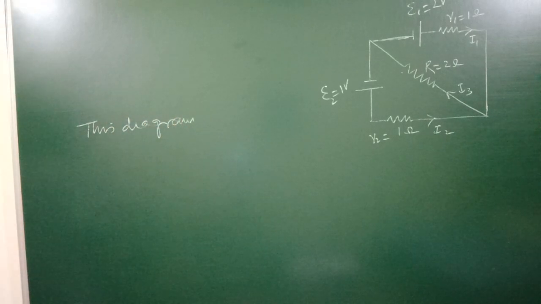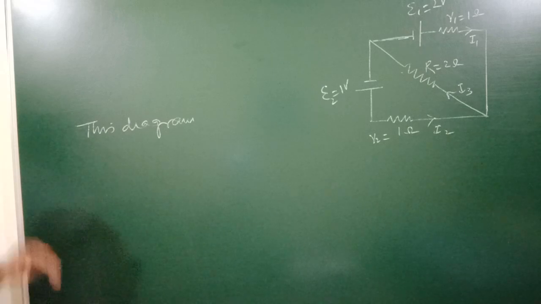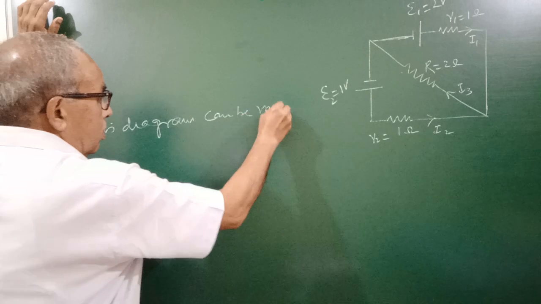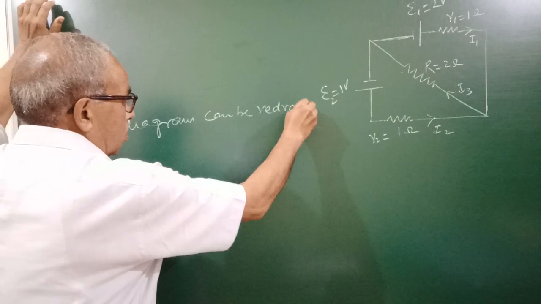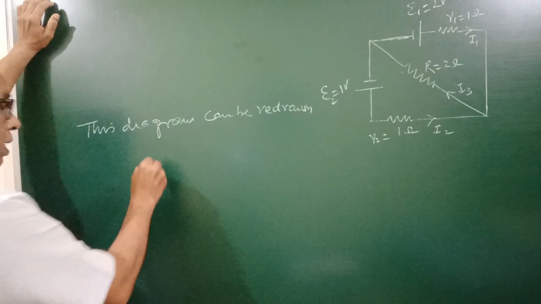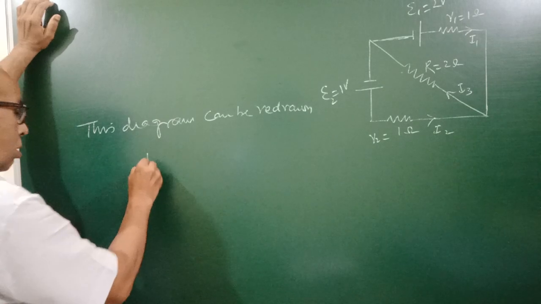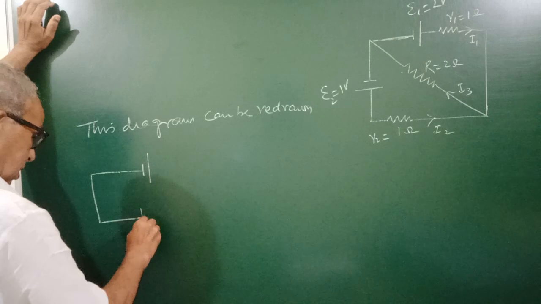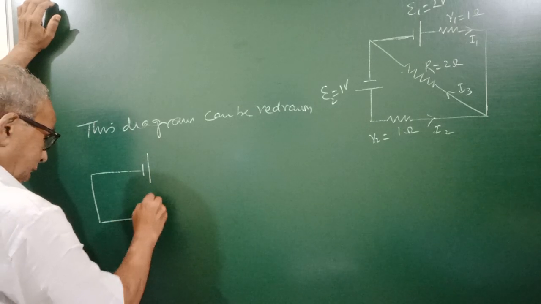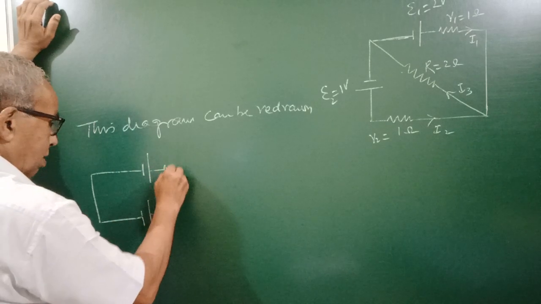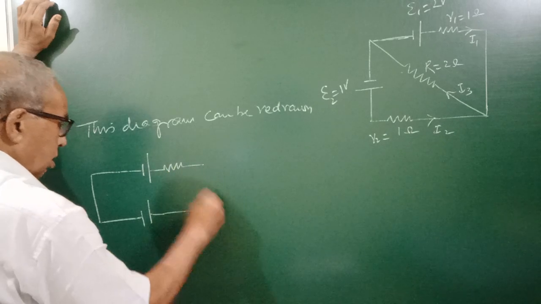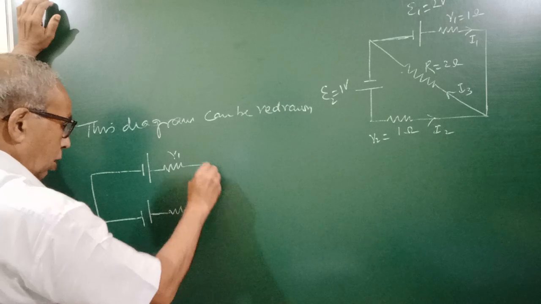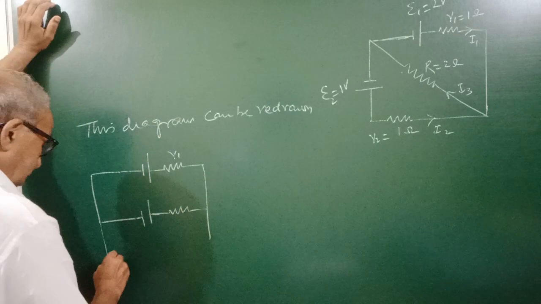This diagram can be redrawn. How? Actually, these two batteries are in parallel. This R1 and R2 are supposed to be internal resistance, and this is R here.